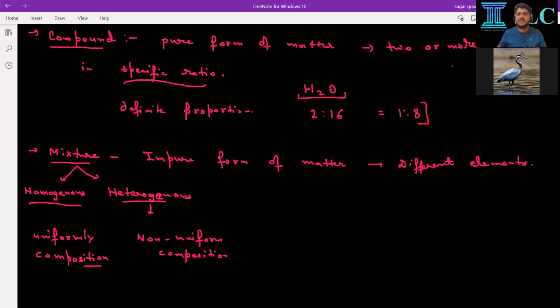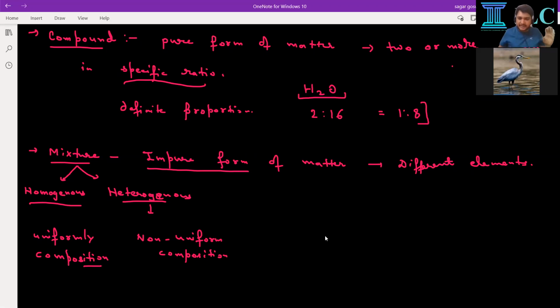And just tell me, is a mixture a pure form or an impure form? Impure. A mixture is impure, but a compound is pure. Mixture means you are putting things randomly, different elements. Even you don't know how much amount you have put. You are just putting them randomly. So it is a mixture.